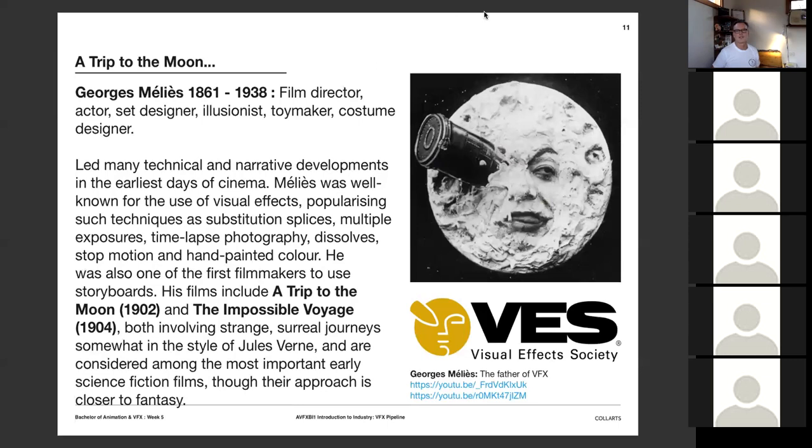And there was this idea that you could travel to the moon and that the space rocket was no more complicated than a steam train, and that you could put a whole bunch of people in this rocket and fire it at the moon and meet all the people that were on the moon. So it's a great film. If you haven't seen it, it's there.